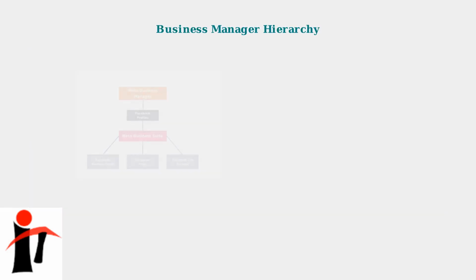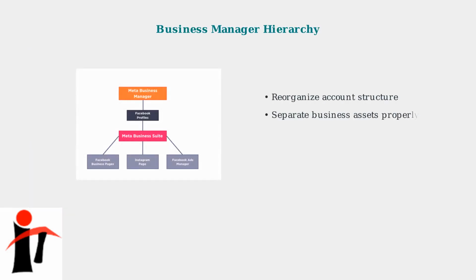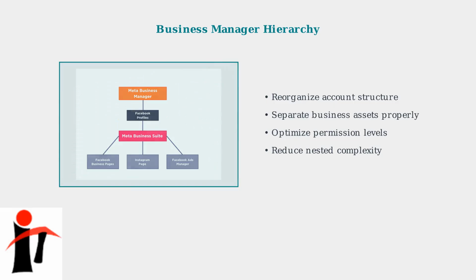When basic troubleshooting fails, advanced solutions target the root architectural issues. Business manager account hierarchy problems are often the underlying cause of persistent Meta Business Suite issues. A properly structured business manager separates different business functions and reduces conflicts between accounts, pages, and advertising assets.